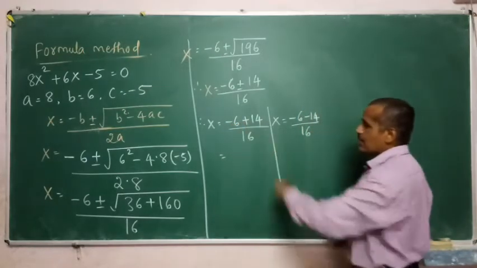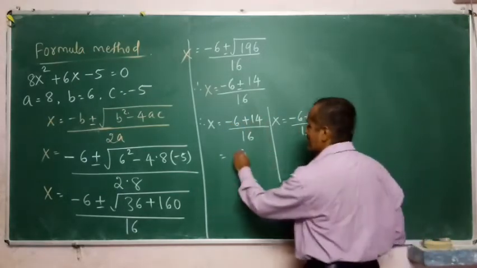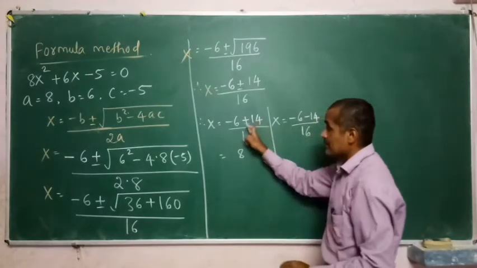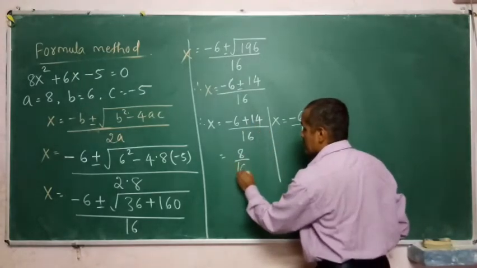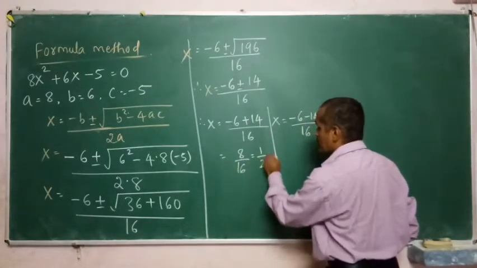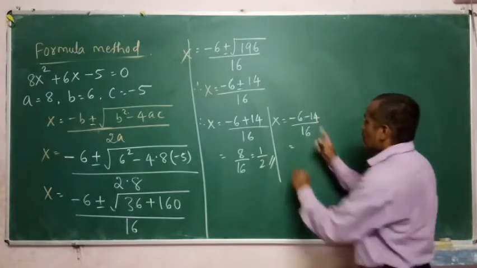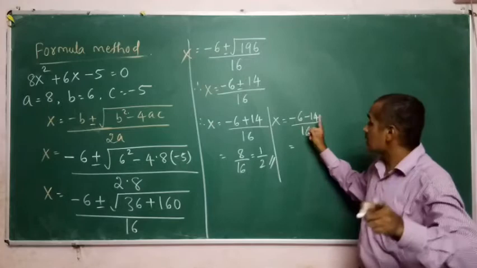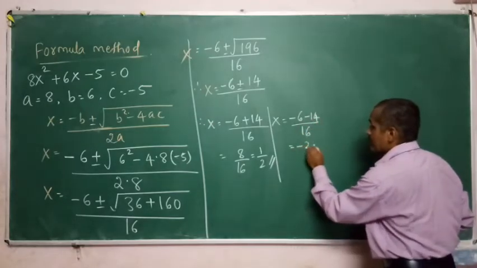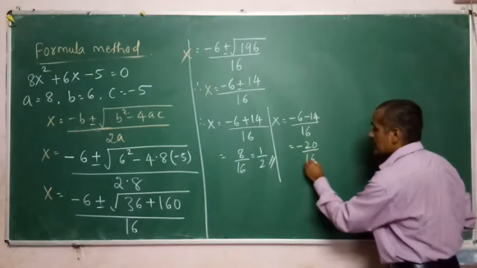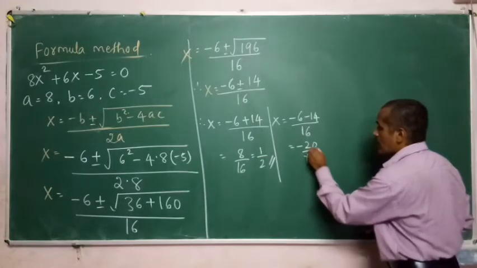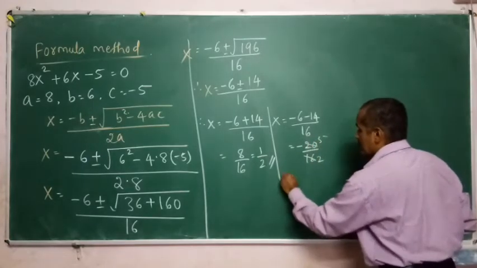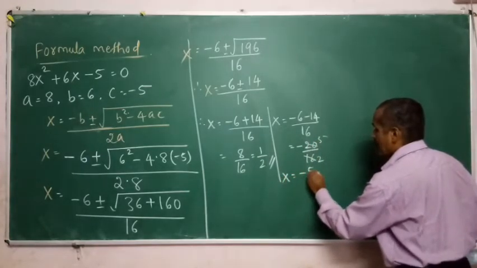Okay, minus 6 plus 14. 14 minus 6, answer is 8, plus 8. Bigger number sign is positive. 8 by 16, answer is 1 by 2. Here, when both are minus, keep the minus sign as it is, add the numbers. Minus 20 divided by 16, 4 2s are, 4 5s are, x is equal to minus 5 by 2.